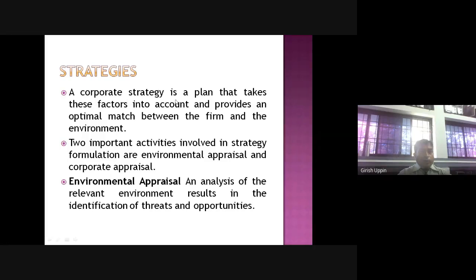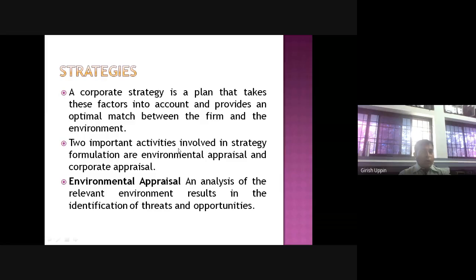A corporate strategy is a plan that takes these factors into account and provides an optimal match between the firm and the environment. So it will take into consideration all these factors we talked about, strength, weakness, opportunities, and threat, and it will come up with an optimal match between the firm and the environment.